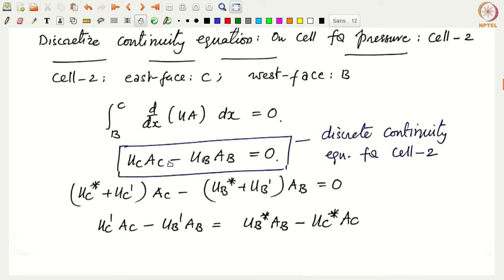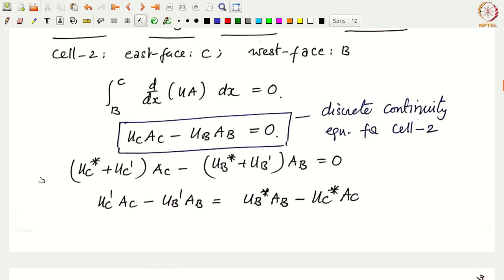As a result, we can now decompose UC into star and prime, similarly UB into star and prime. Then what you get is (UC star plus UC prime) times AC minus (UB star plus UB prime) times AB equals 0. So that means we have decomposed this into star and prime values.